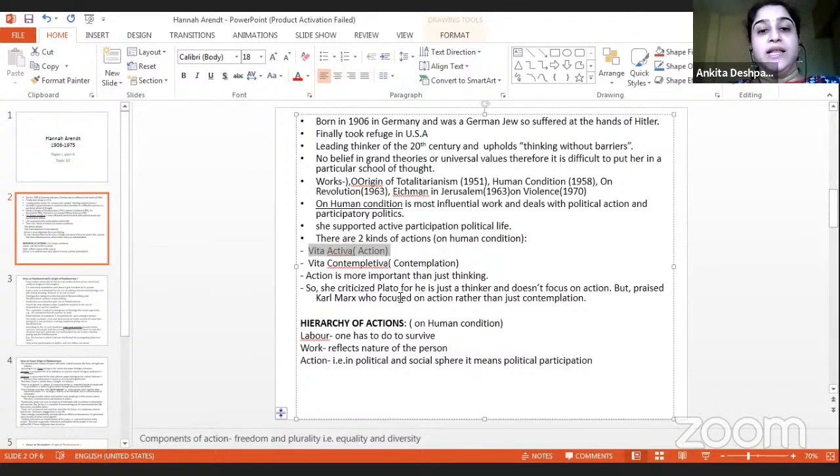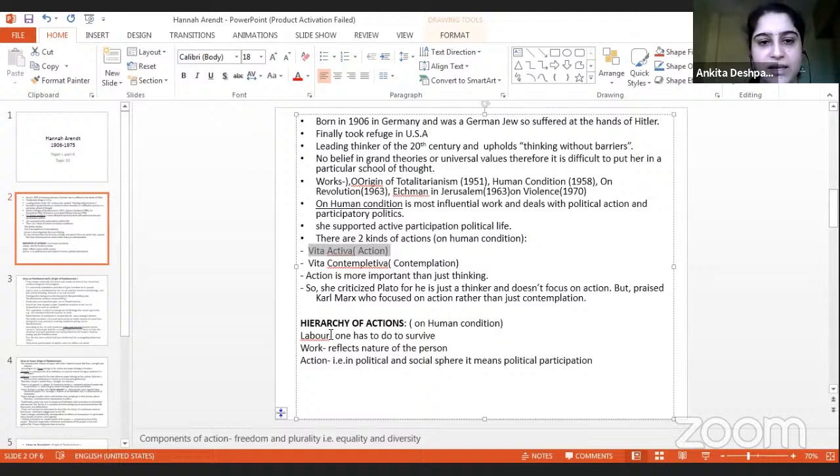All right. Now, she comes up with a concept of hierarchy of actions. Again, it is given in the book on human conditions because it's the most important book of hers. All right. So, in hierarchy of actions, she has divided or spoken about three concepts. She says labor, work, and action. All three of them are different.